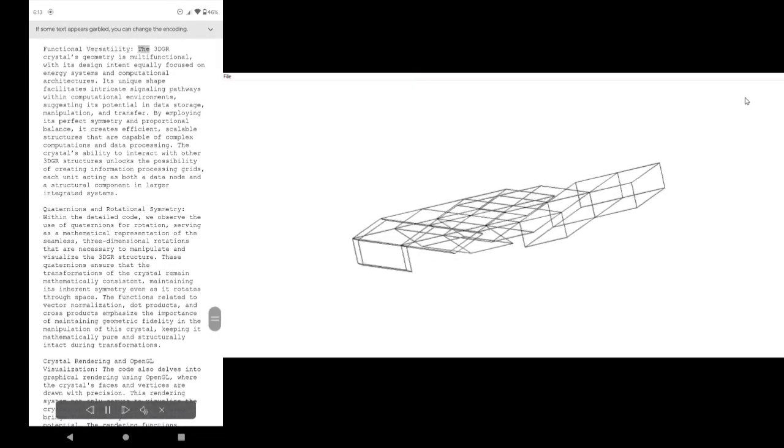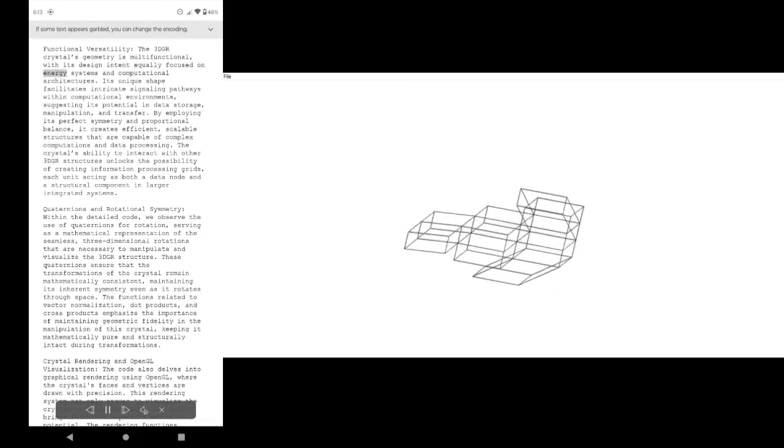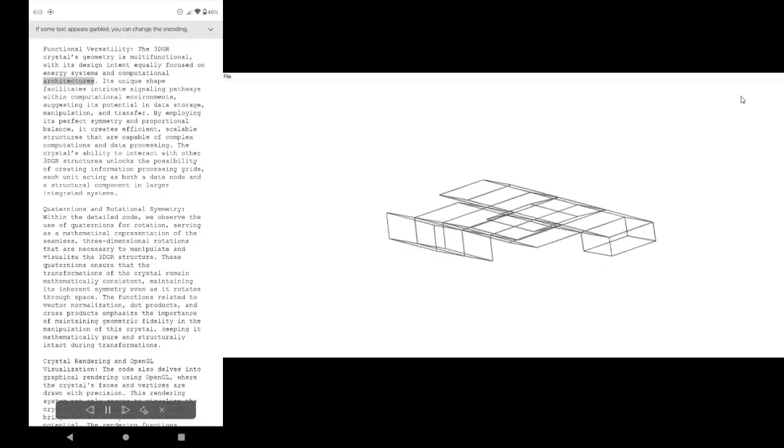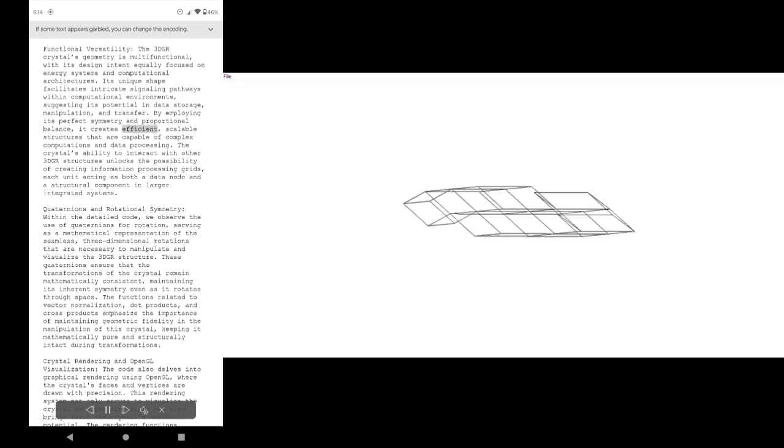Functional versatility. The 3D GR crystal's geometry is multifunctional, with its design intent equally focused on energy systems and computational architectures. Its unique shape facilitates intricate signaling pathways within computational environments, suggesting its potential in data storage, manipulation, and transfer. By employing its perfect symmetry and proportional balance, it creates efficient, scalable structures that are capable of complex computations and data processing. The crystal's ability to interact with other 3D GR structures unlocks the possibility of creating information processing grids, each unit acting as both a data node and a structural component in larger integrated systems.